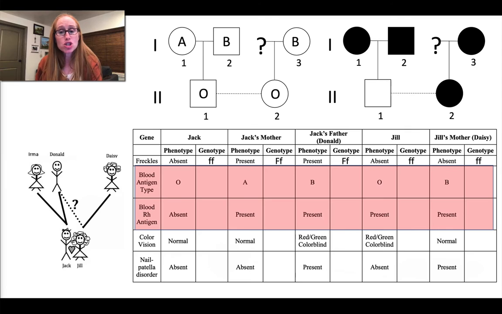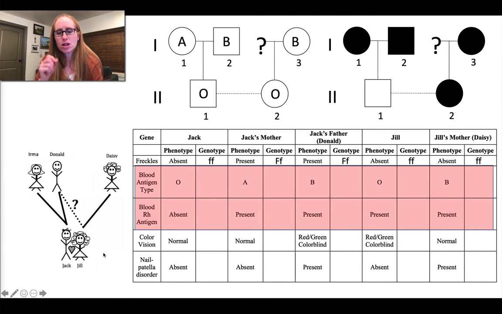Okay? So the next gene we're going to look at, it's a set of genes that controls your blood type. Right? And there's two genes that control blood type. There's the blood antigen type, which is your A, B, or your O. And then there's the blood Rh antigen. Rh stands for the rhesus monkey factor. They found it by studying rhesus monkeys.